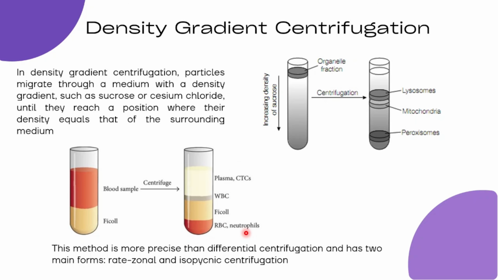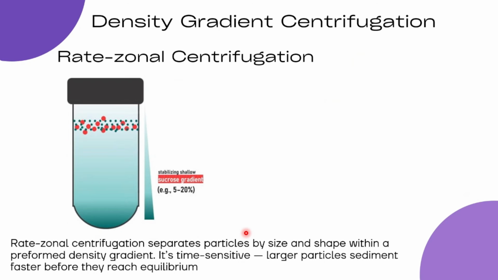Now, this method of centrifugation, the density gradient centrifugation, is more precise than differential centrifugation and has two main forms, the rate zonal and the isopycnic centrifugation. And we're going to look at both of them in a little more detail now.